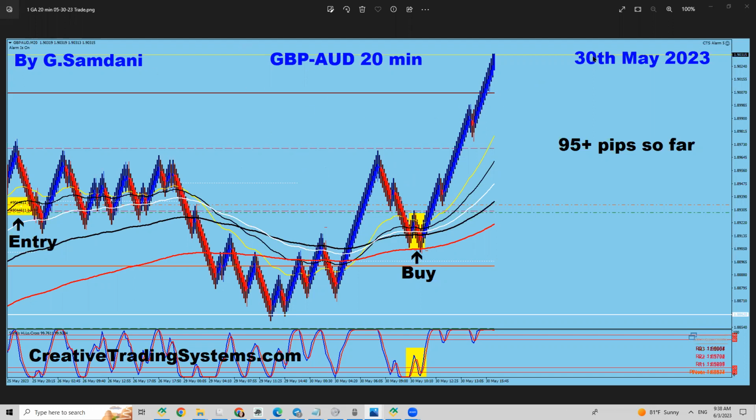This is the first trade on the 30th. The week started on the 29th, but there was no trade on the 29th. The market was very ranging, so the first trade happened on the 30th. This is 95 pip. This is Pound Aussie. Beautiful long setup here. SL moved to break even plus. This is my buy order here.